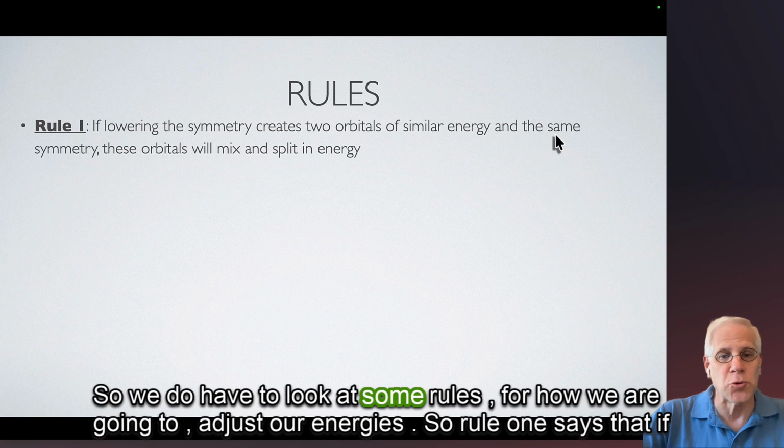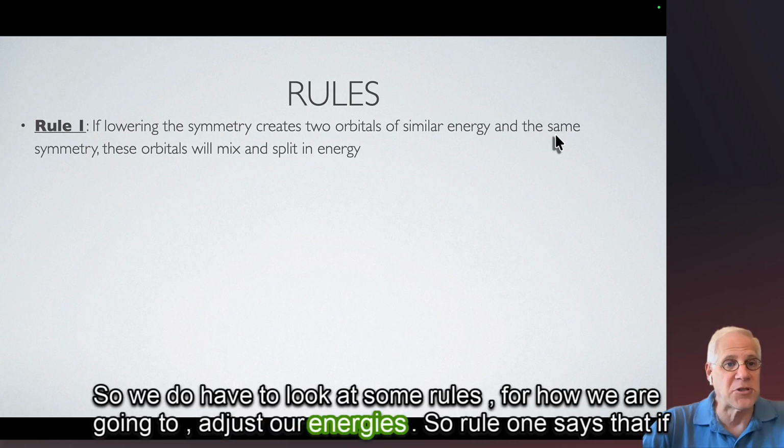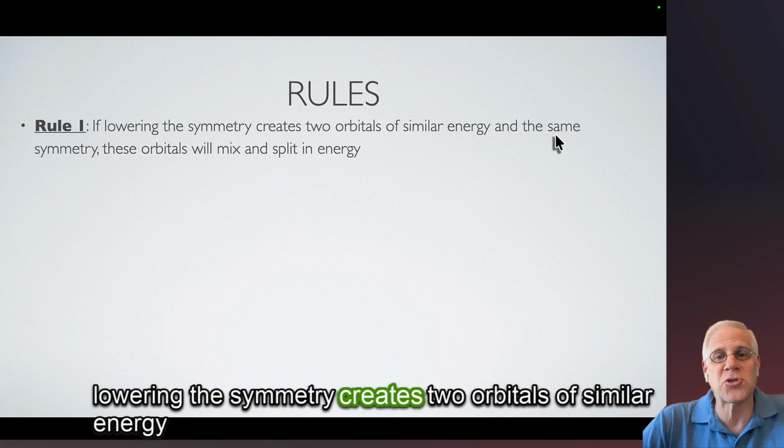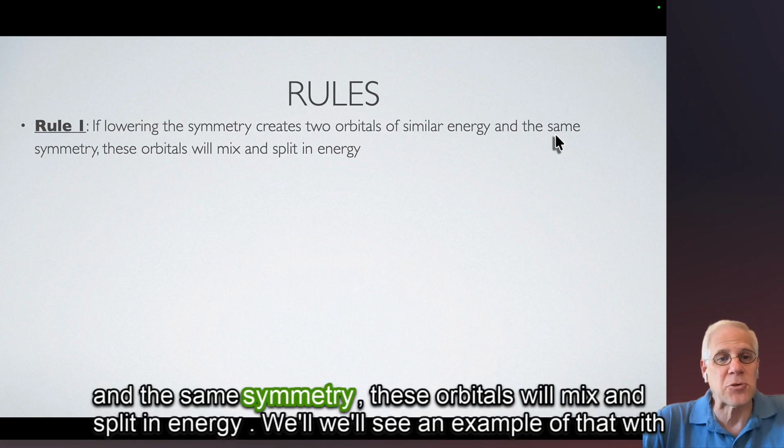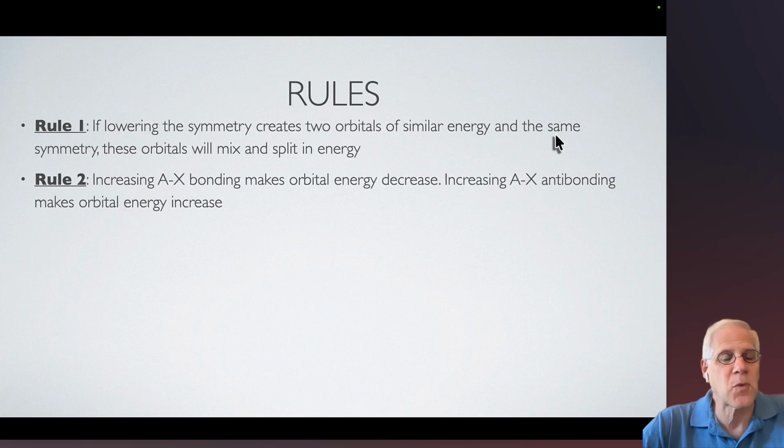So we do have to look at some rules for how we are going to adjust our energies. Rule 1 says that if lowering the symmetry creates two orbitals of similar energy and the same symmetry, these orbitals will mix and split in energy. We'll see an example of that with this transformation.